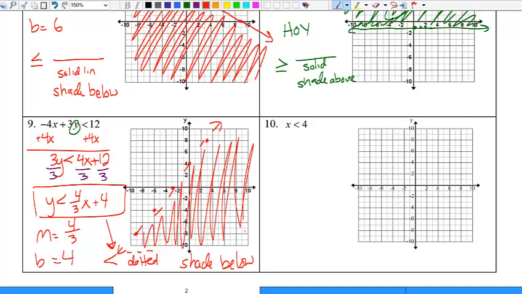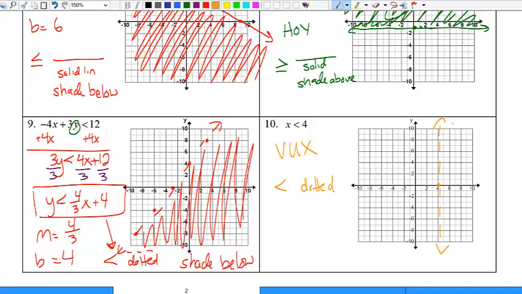Okay, number 10 is the only problem that we cannot put in slope-intercept form. You can't put it in slope-intercept form because there's no y to solve for. So this is a special case problem. It's a vertical line at 4. Because it's less than, this is going to be a dotted line because there's no "or equal to." So at 4, I'm going to draw a vertical dotted line right here.